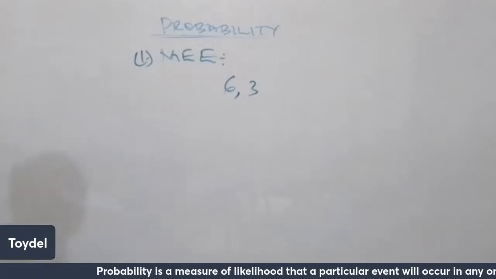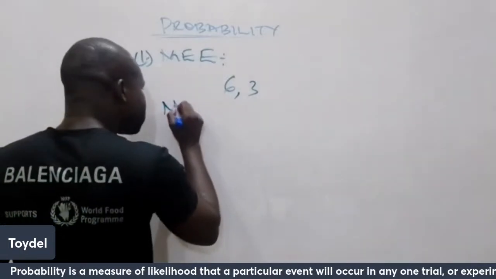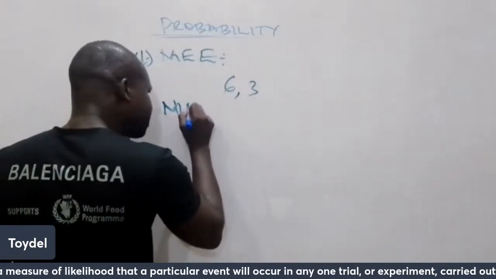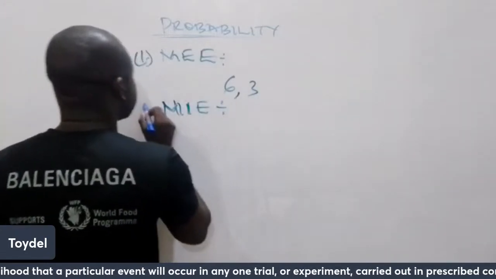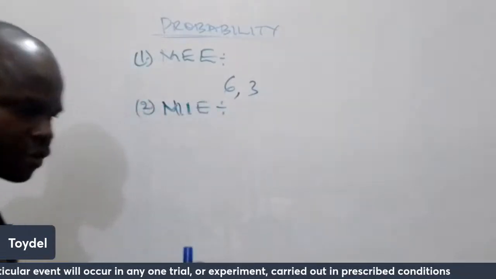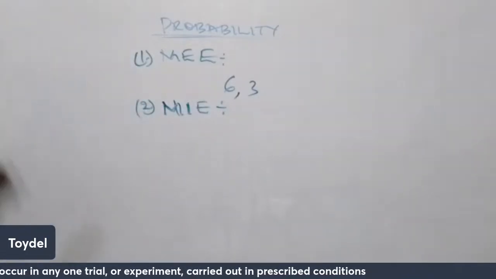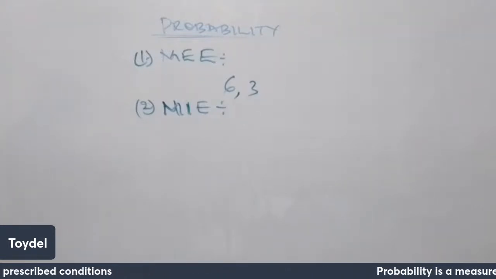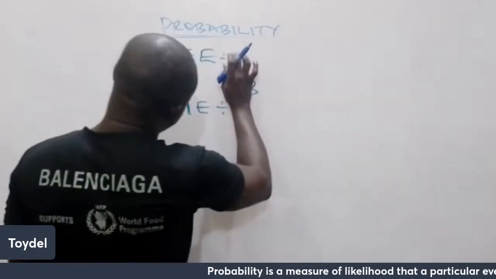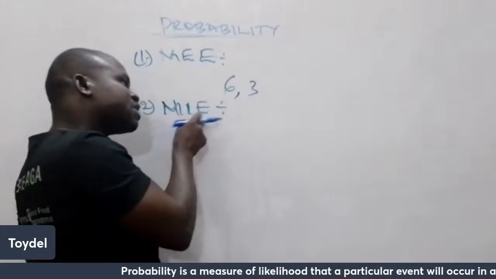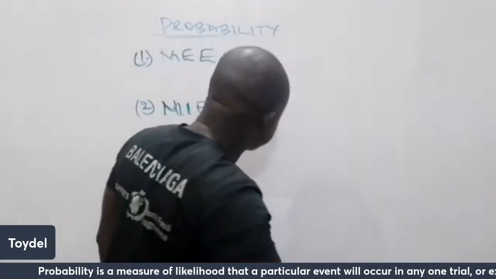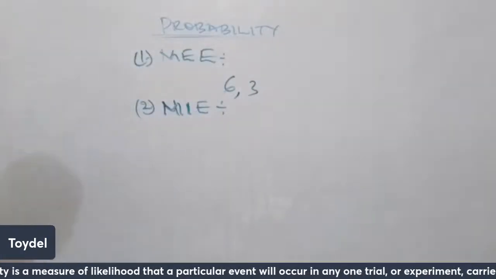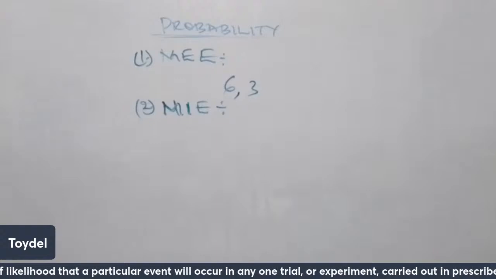But we also have mutually inclusive, or mutually non-exclusive events. In this case, there are events that occur simultaneously, something that can actually happen together. Under mutually exclusive events, they cannot happen together, but under mutually inclusive or mutually non-exclusive events, there are events that can actually happen together.